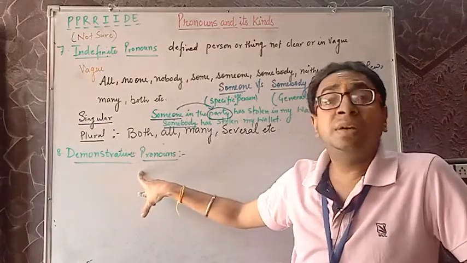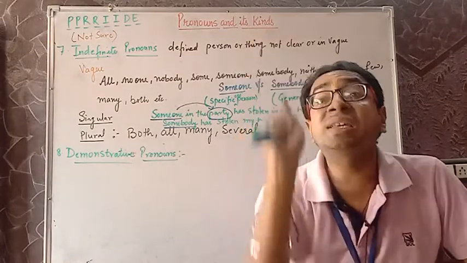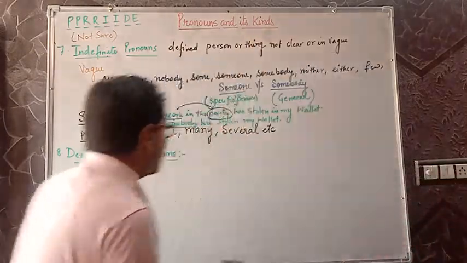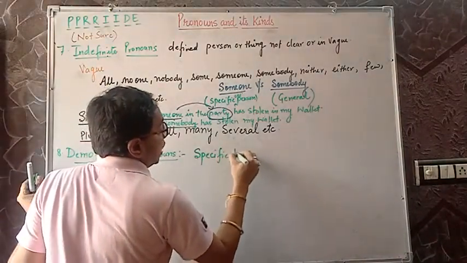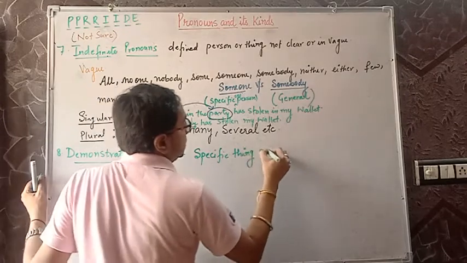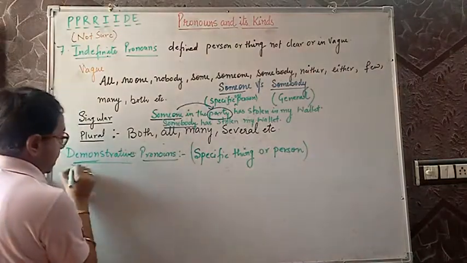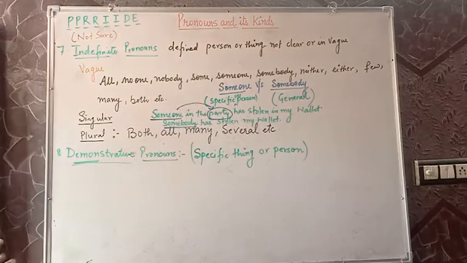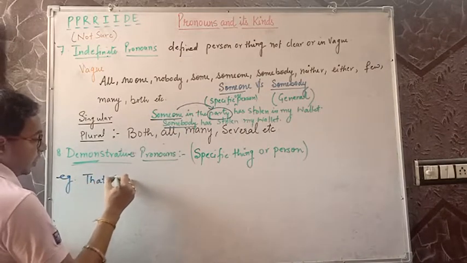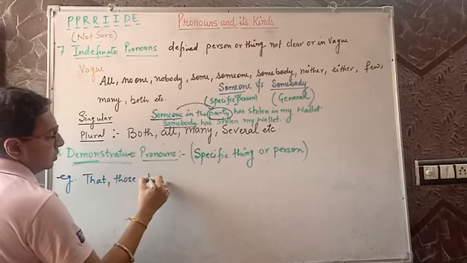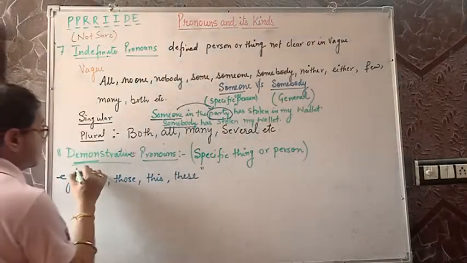Same thing with the demonstrative pronouns. When we talk about demonstrative pronouns, we point to specific things being mentioned. So when we talk about a specific thing or person, we use a demonstrative pronoun. Examples: that, those, this, these. Again I am repeating the pronunciation, please.